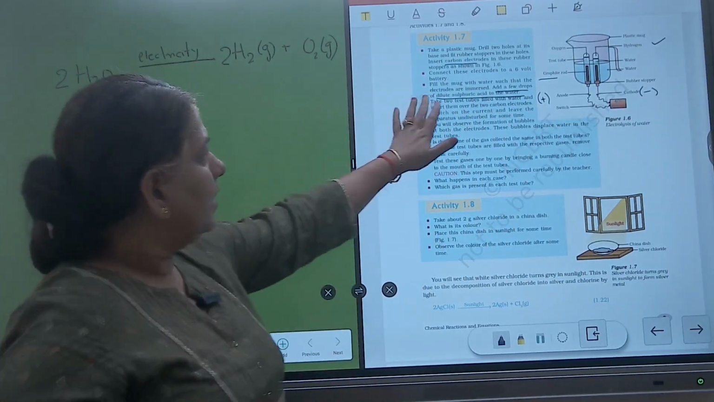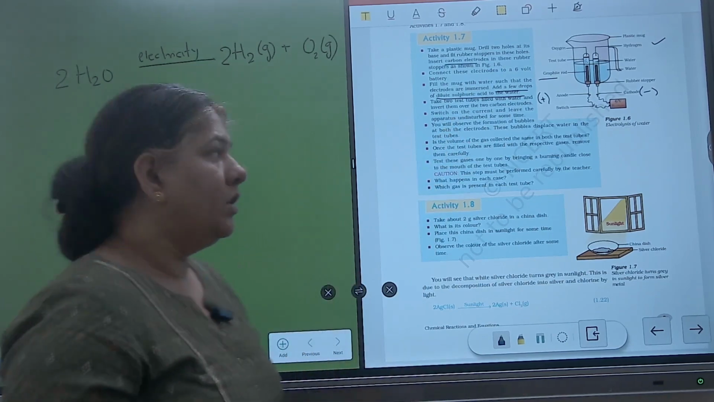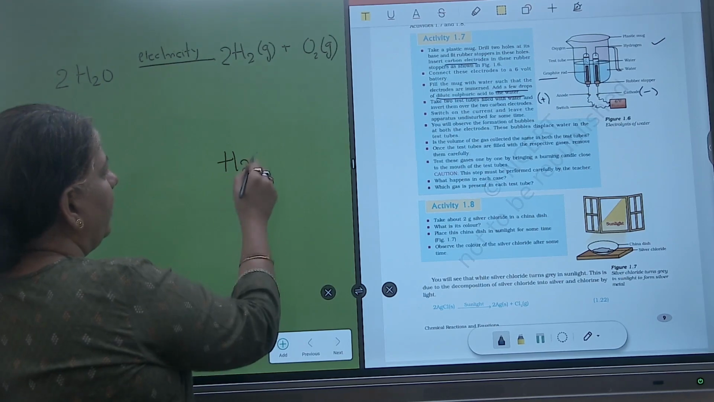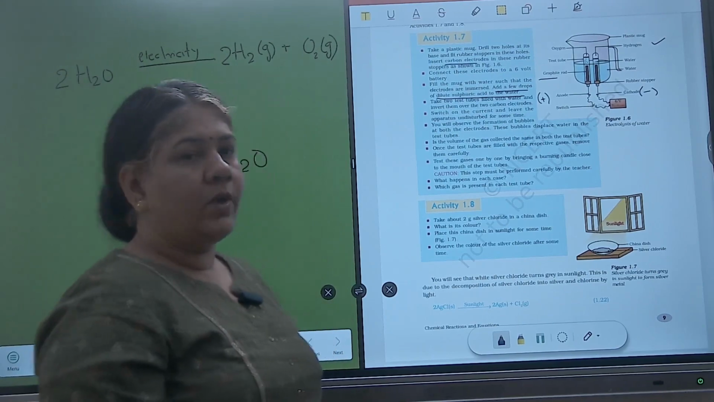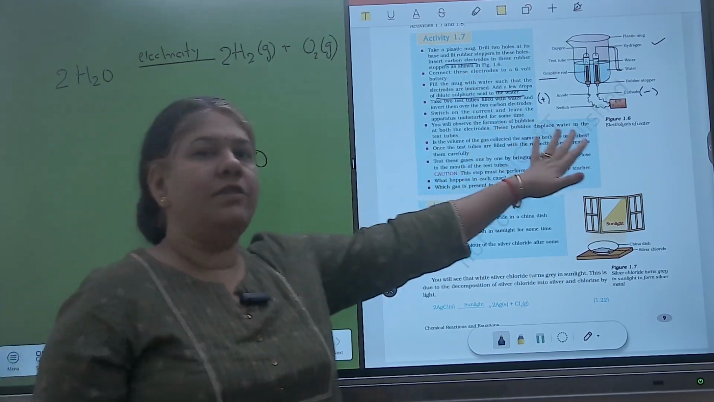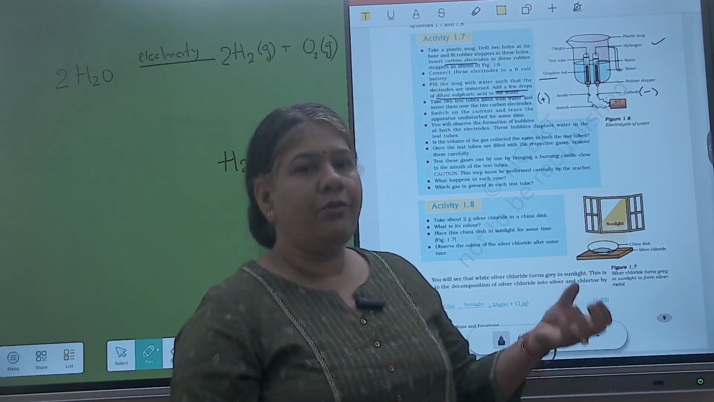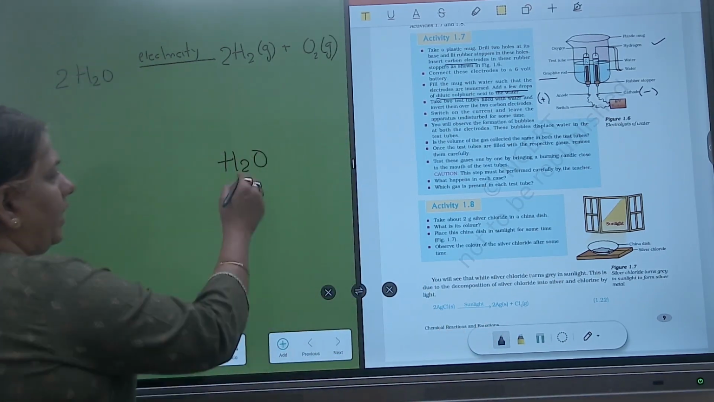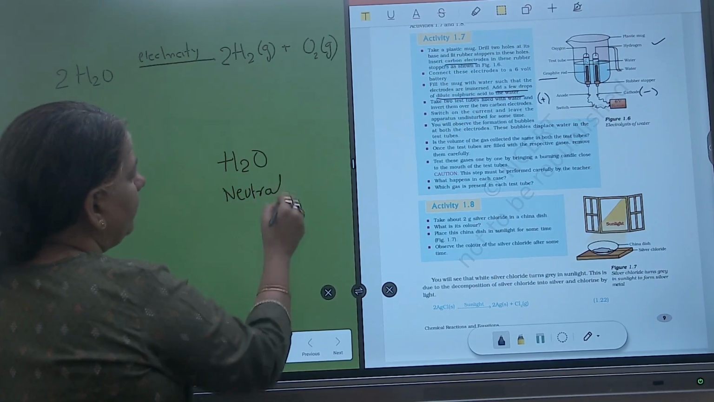Why is the sulfuric acid added? See, water is a neutral molecule. To conduct electricity, we need ions. So, water is neutral, so it won't conduct electricity as quickly. In experiments we take distilled water. Distilled water is already devoid of any ions. That is, it does not have ions. So water is a neutral molecule, so we need to add some ions.